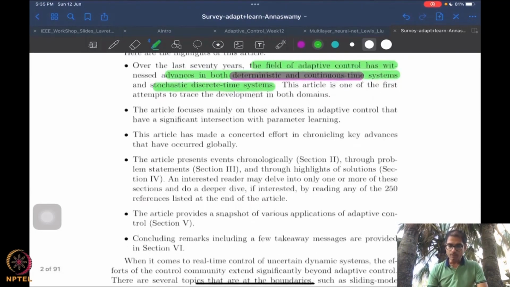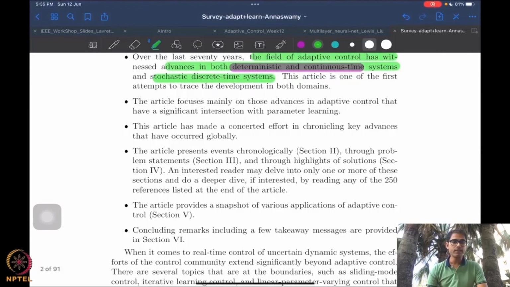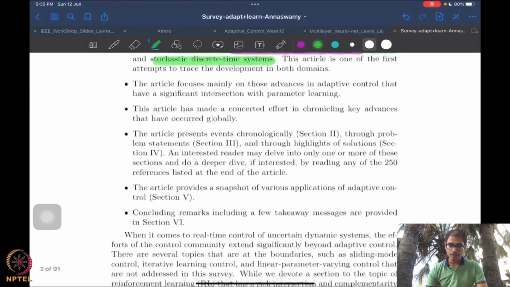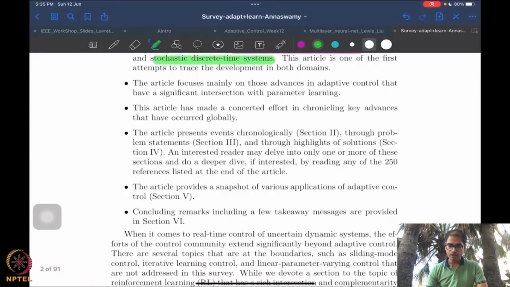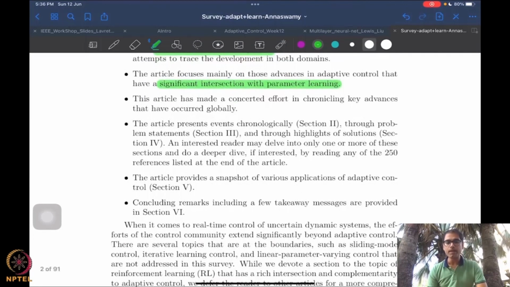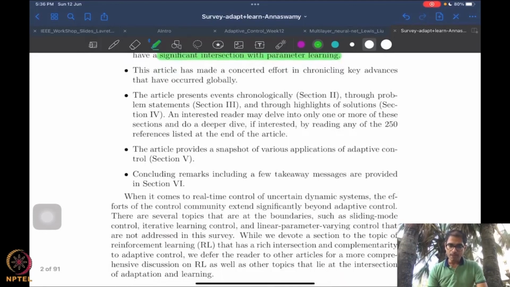But of course, there exists a lot of literature and work on stochastic discrete systems in adaptive control also. So this article is trying to connect adaptive control to learning. It looks at the developments that have significant intersection with parameter learning.